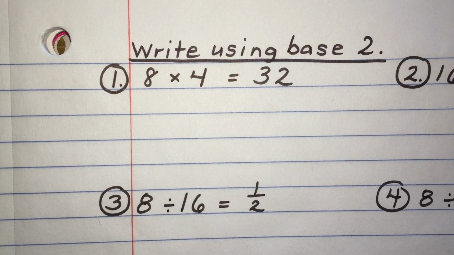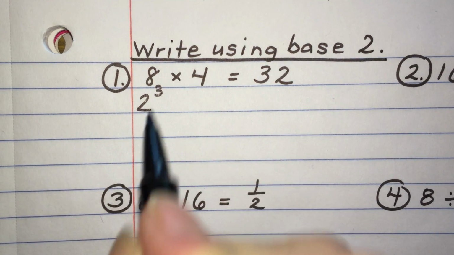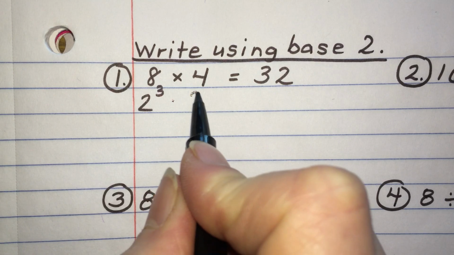Today our goal is to rewrite exponential expressions to be able to see the patterns and structures and get really good at using exponents. So first we're going to rewrite using base 2. 8 is really equivalent to 2 times 2 times 2, so that would be 2 to the third power. 4 is equivalent to 2 times 2, so that's 2 to the second power.